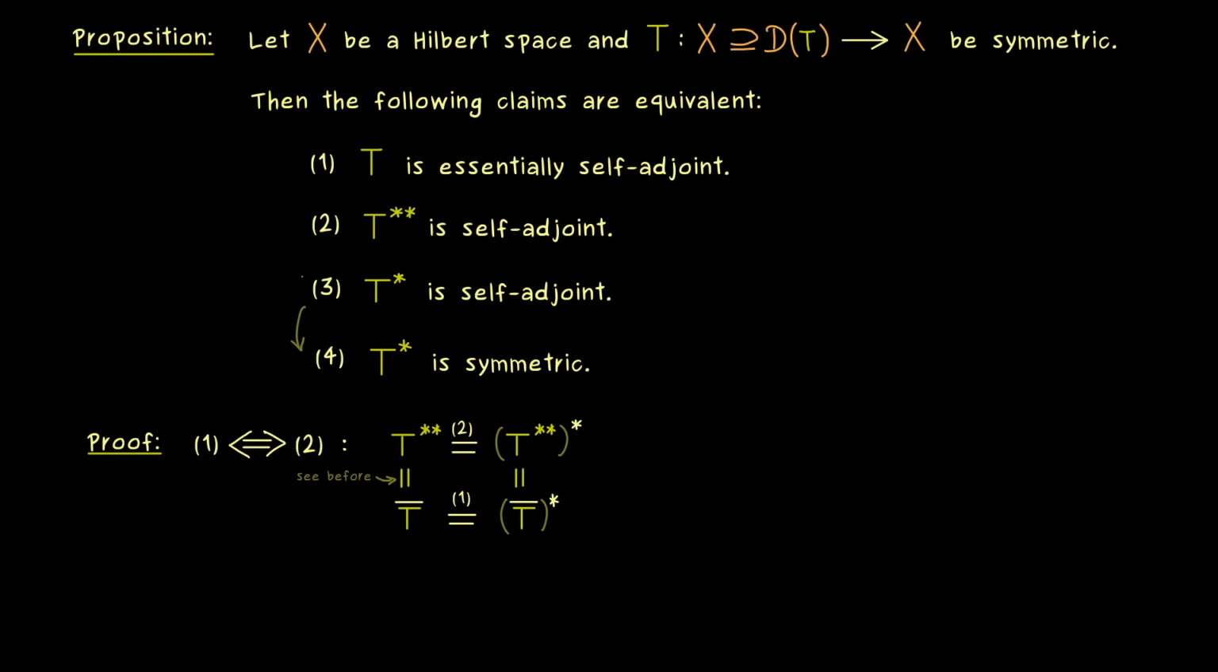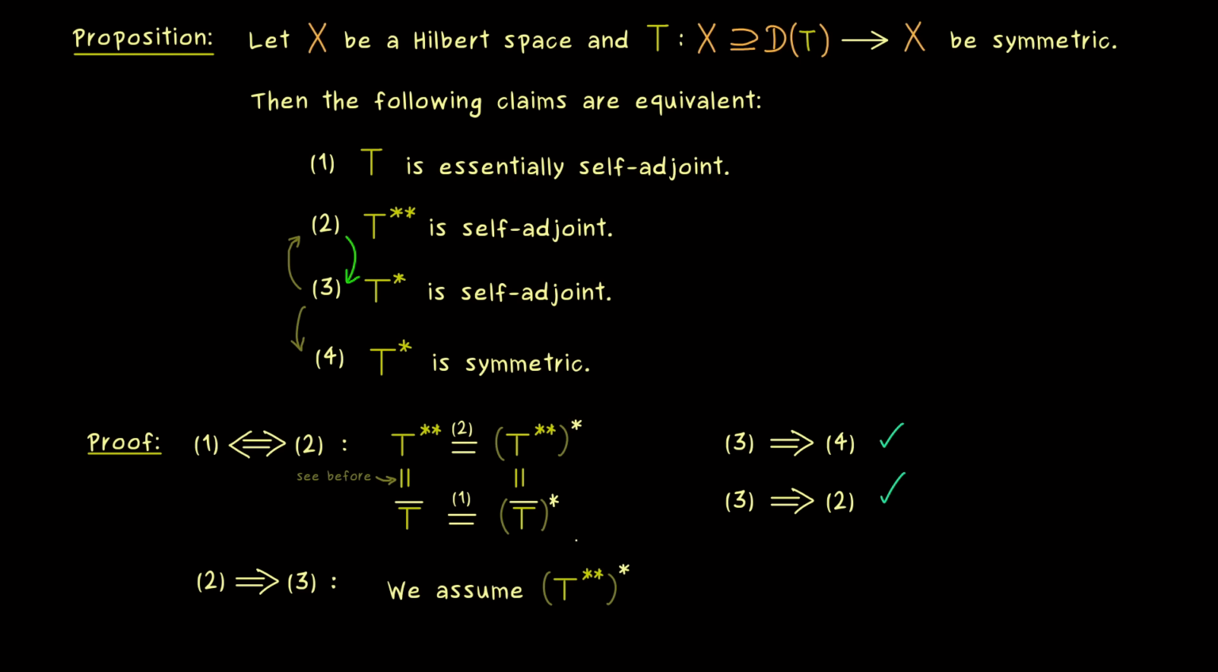And on the other hand, if something is self-adjoint, we can use the star operation as much as we want without changing anything. This means we don't have to write down anything for 3 implies 4 and 3 implies 2. So the actual work here is to show the converse, and let's start with the implication from 2 to 3. This means we now just assume that the double adjoint is self-adjoint. In other words, putting the star to the double adjoint does not change anything.